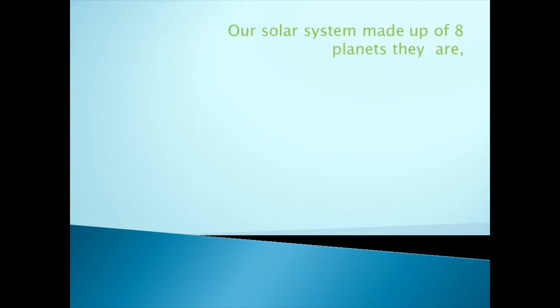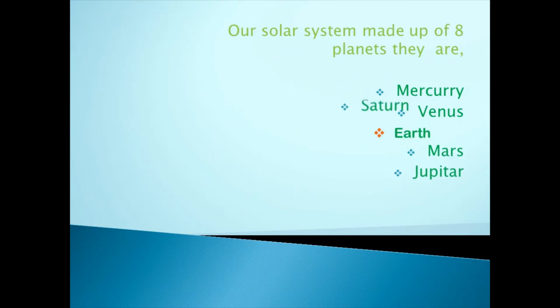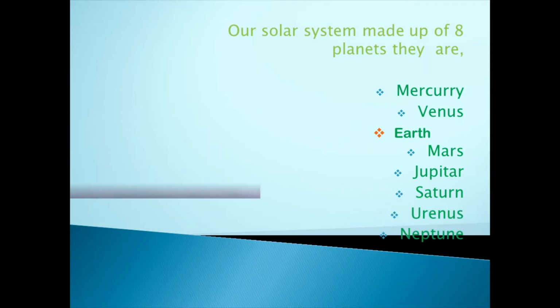Our solar system is made up of 8 planets. They are Mercury, Venus, Earth, Mars, Jupiter, Saturn, Uranus and Neptune.